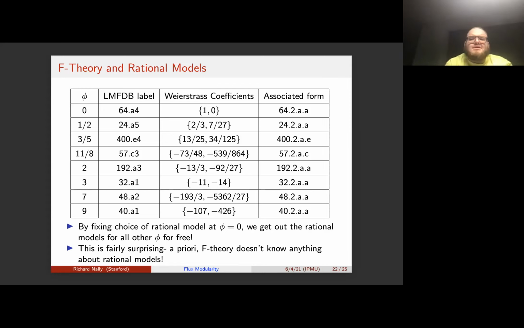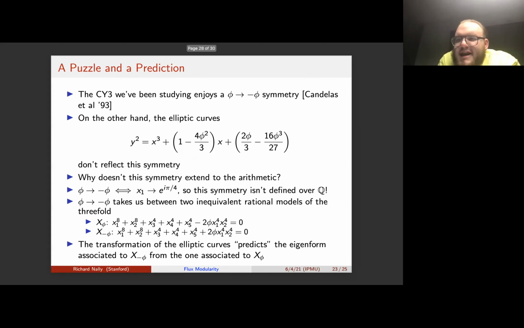The reason I was a little bit surprised is that F-theory doesn't a priori know anything about the rational numbers. If you read the construction of F-theory, nobody talks about anything being over Q. Everything is defined in terms of periods and things of that nature. But even though there's no arithmetic built into F-theory by hand, the F-theory analysis suffices to give you the right rational models for all other phi. And it can actually make predictions. To see why, let me give you a little puzzle.